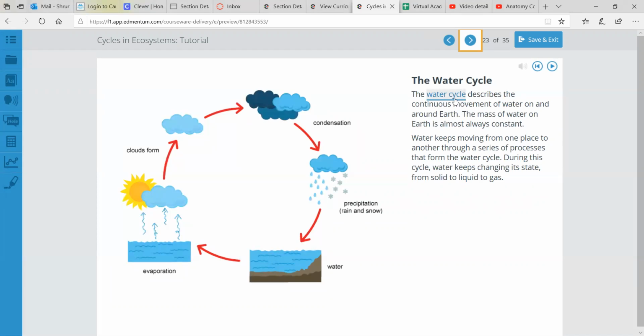All right, so I'm sure you are all familiar with the water cycle by now. It's the continuous movement of water on and around Earth. The mass of water on Earth is almost always constant. So it's the same amount of water, just changing forms continuously. Water keeps moving from one place to another through a series of processes that form the water cycle. And during the cycle, it keeps changing state from solid to liquid to gas.